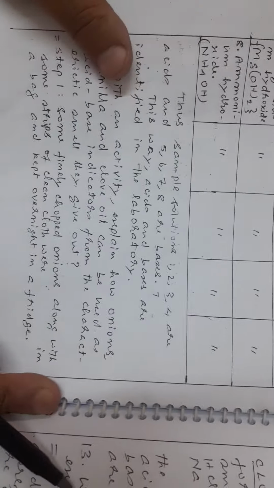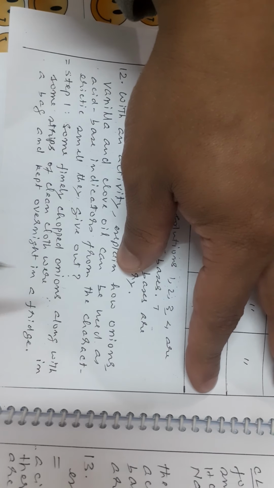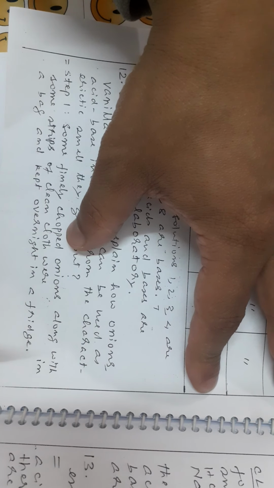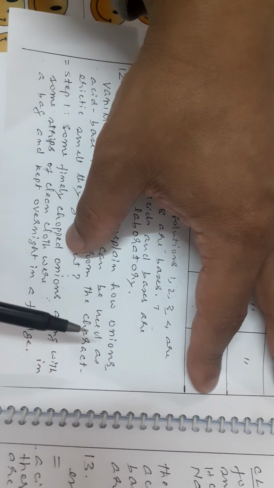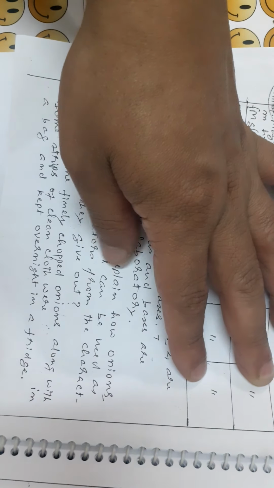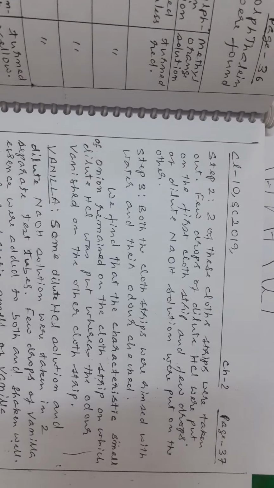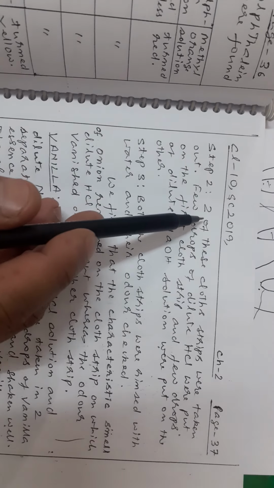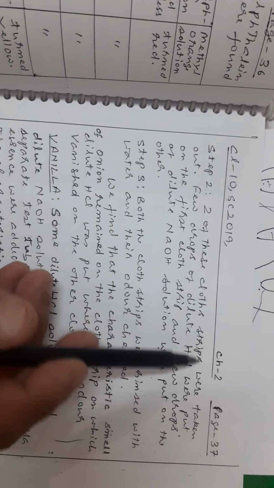Step 1: take some finely chopped onions. You cut the onions in small pieces, along with some strips of clean cotton cloth, cut with scissors into small pieces about one or two finger size, 9-10 of them. Mix them with the chopped onion and keep it in your fridge overnight in a cotton bag or something.